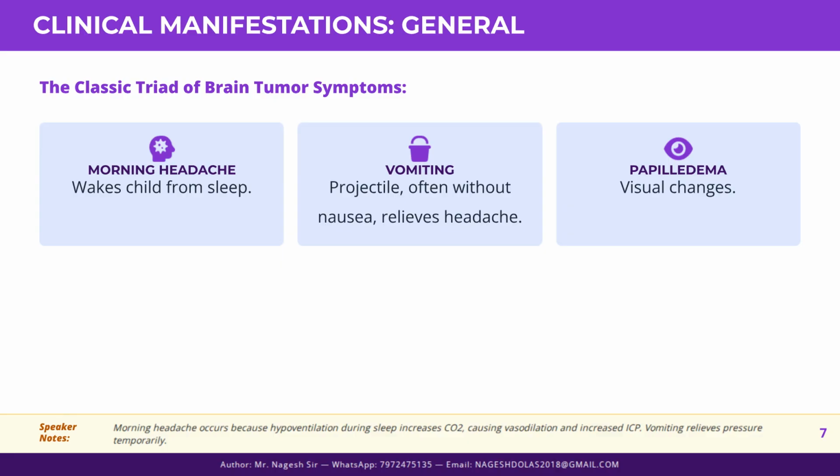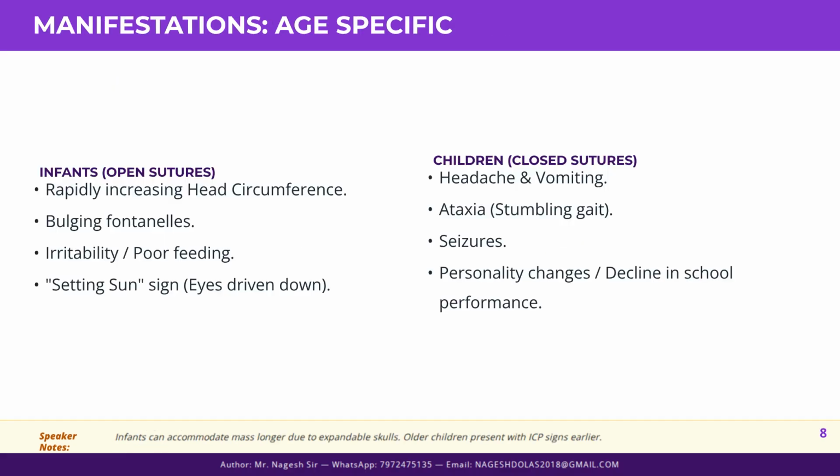The classic triad of brain tumor symptoms includes a morning headache that wakes the child from sleep, projectile vomiting, often without nausea, which may relieve the headache, and papilledema, which causes visual changes.